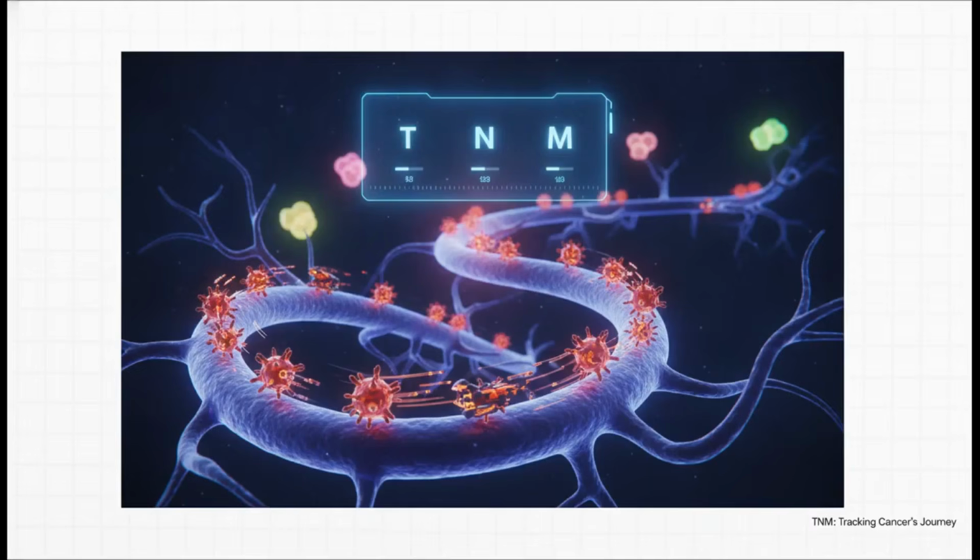T stands for tumor size, N tracks node involvement, and M looks for distant metastasis. This metric is a real game changer for diagnostics because malignant cancer cells love to hitchhike across the lymphatic highway, actively looking to colonize distant organs far, far away from where they started.